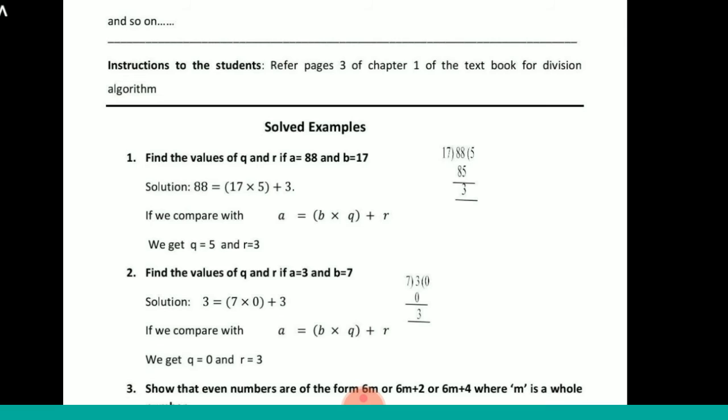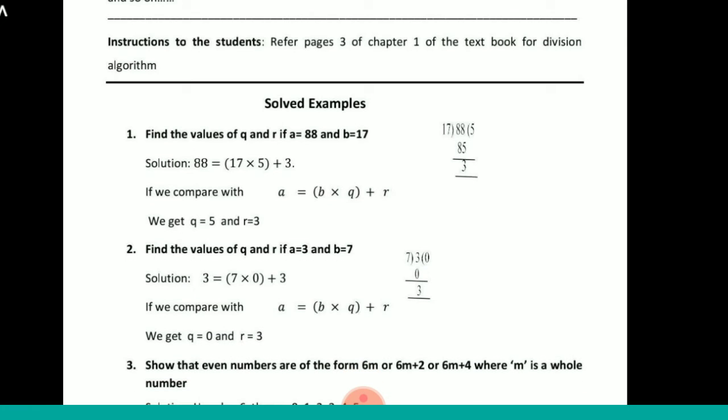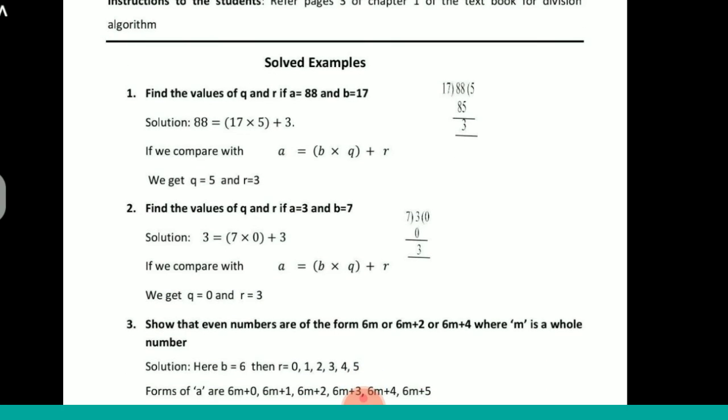That is, when we compare with a is equal to b into q plus r, here b is equal to 17, a is equal to 88 as already given, so q is 5 and r is equal to 3. Now find the values of q and r if a is equal to 3 and b is equal to 7. So you can start with 0 also.